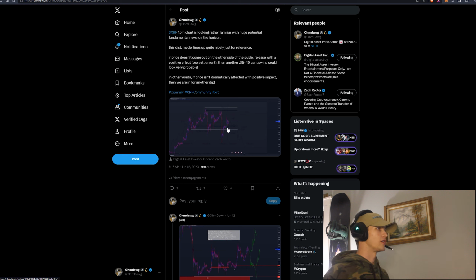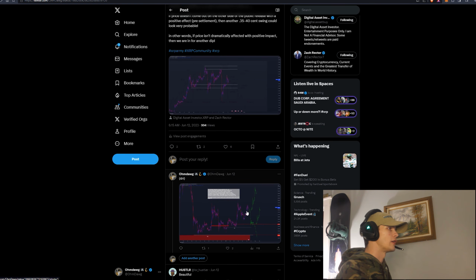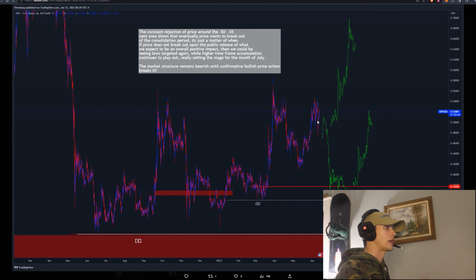If price doesn't come out on the other side of the public release with a positive effect pre-settlement, then another 35 to 40 cent swing could look very probable. In other words, if price isn't dramatically affected with positive impact, then we are in for another dip. And essentially, here is a little bit of what we were looking at that time.